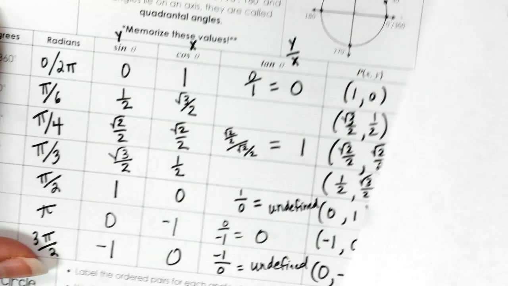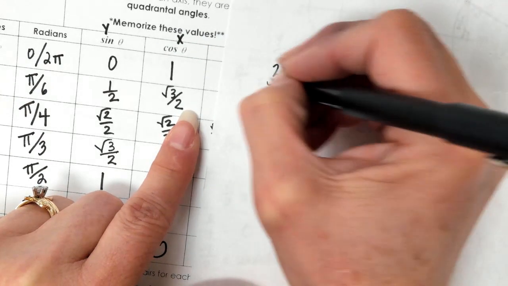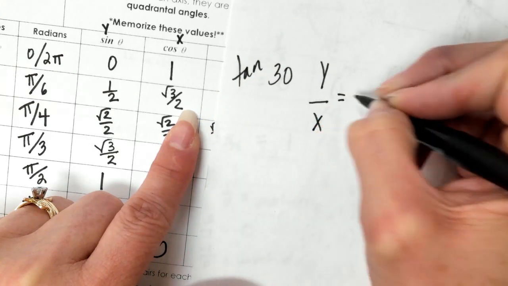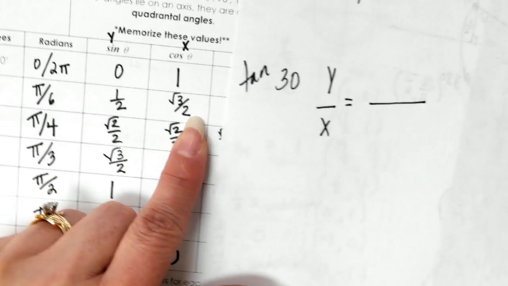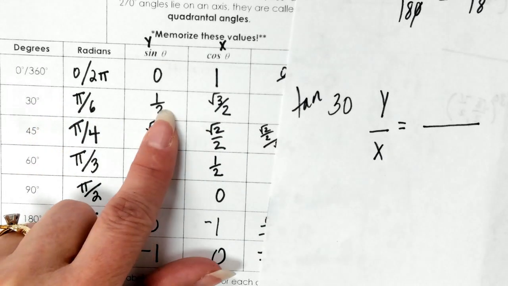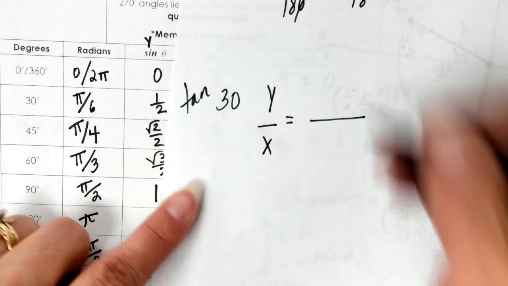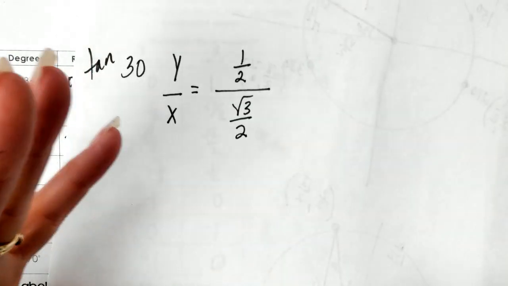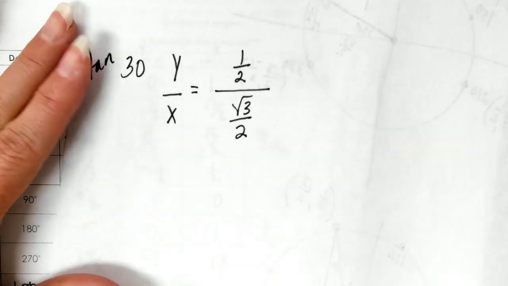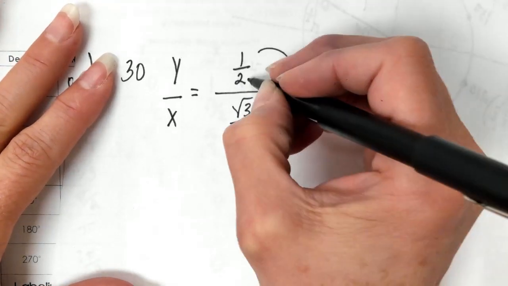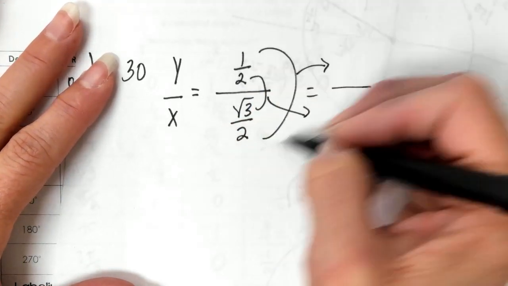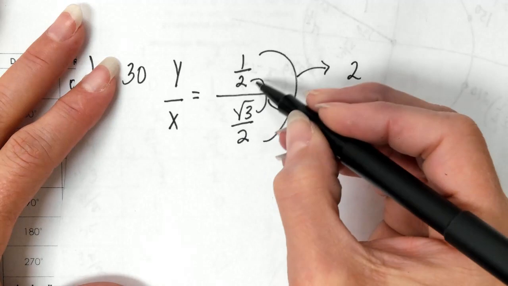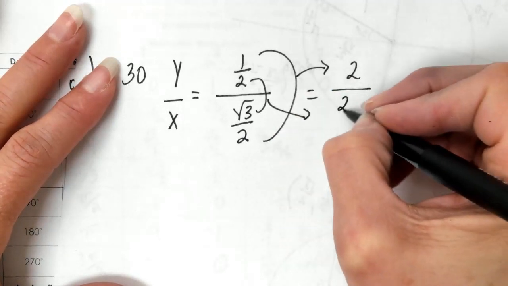Now, on a 30, the tangent, remember, is your y number over your x. And in this case, 30, the y number happens to be 1/2, and the x is the radical 3 over 2. Now, there are many ways to do this math. I like to do the outside-inside trick. If you multiply the outside numbers, you get 1 times 2, which is 2. If you multiply the inside numbers, you get 2 times radical 3, which is 2 radical 3.